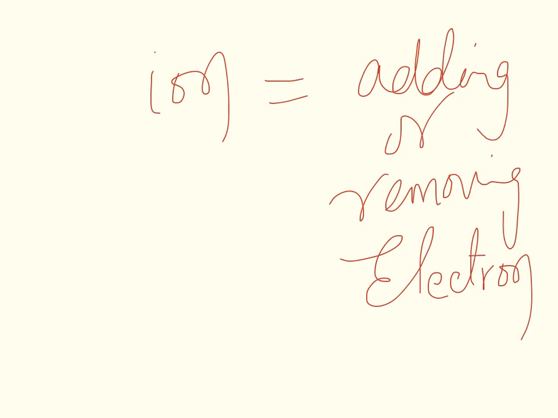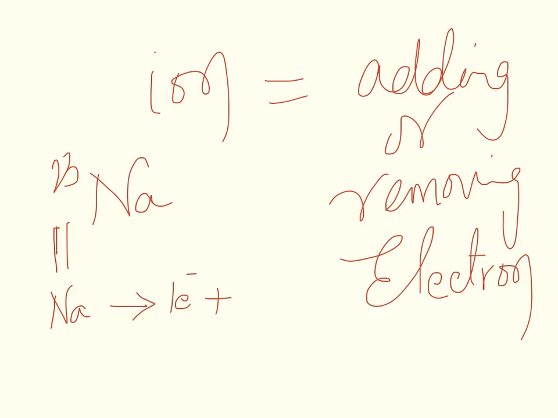So what's happening here? Let's talk about sodium, for example. Sodium has 11 electrons and 11 protons. Now what you can do, you can remove one electron from sodium. So you take sodium and then you remove one electron. What you get is a sodium ion. This signifies that one electron has been removed, and the positive is coming there because you removed a negative charge.